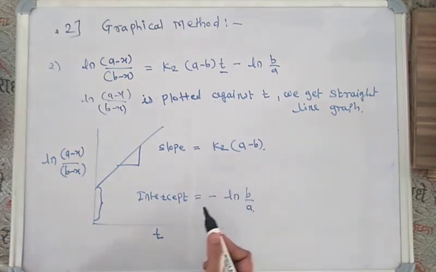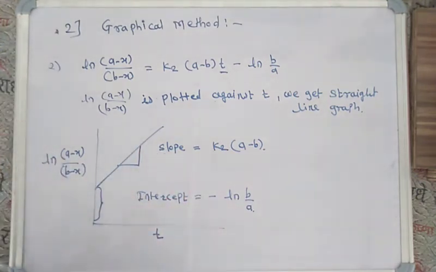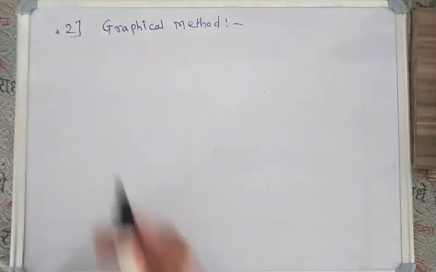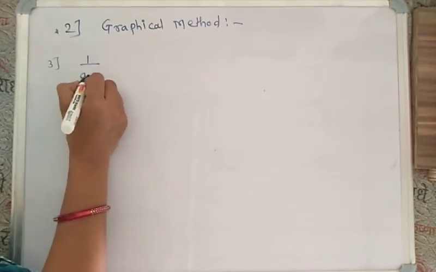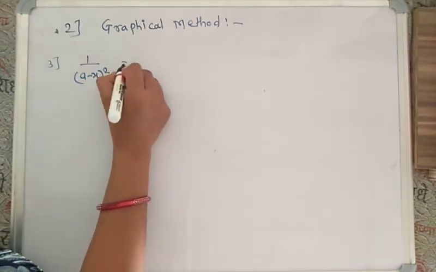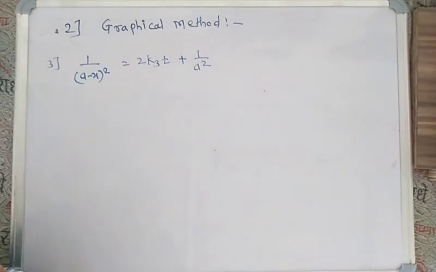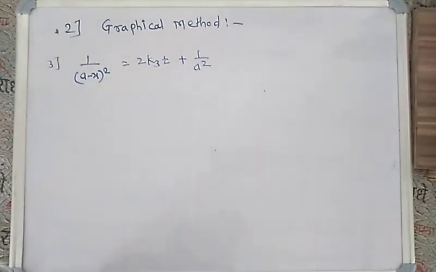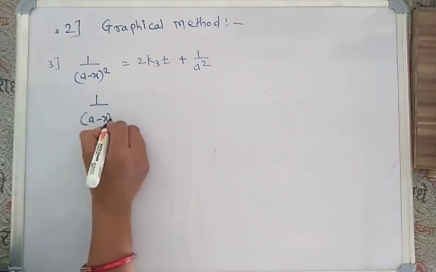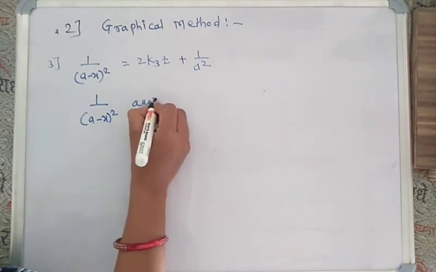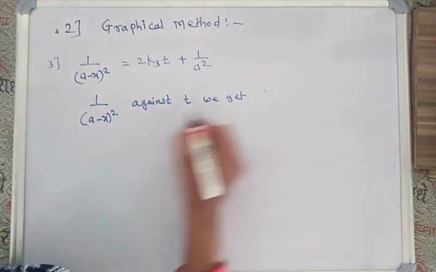Let me see the third, that is the integrated rate law equation for a third order reaction. We already know that for third order the equation is 1 divided by a minus x whole square is equal to twice k3 into t plus 1 divided by a square. This is for equal initial concentrations. Again here if we plot the graph of 1 divided by a minus x square against time t, we get a straight line graph.